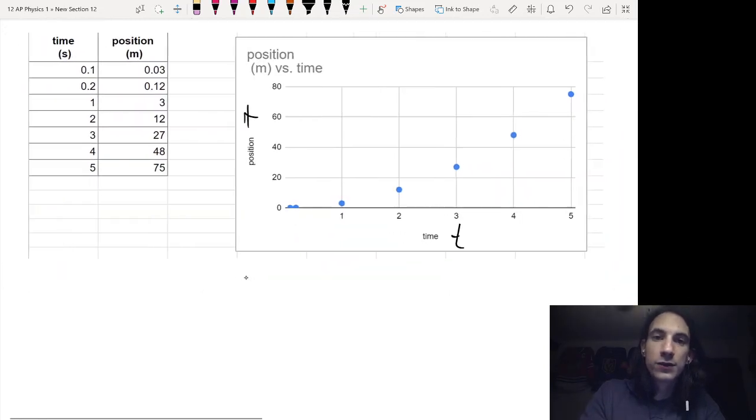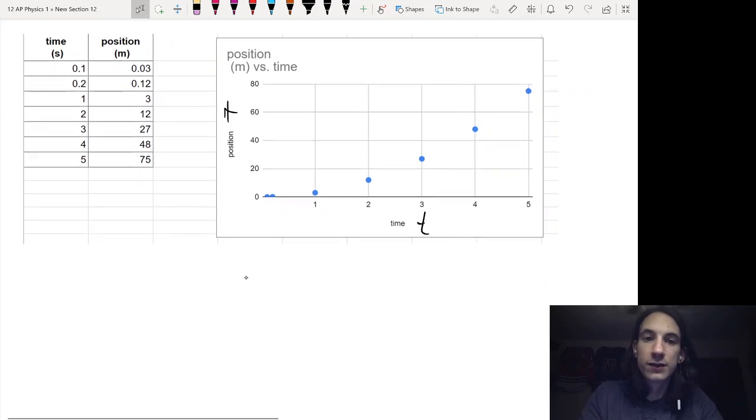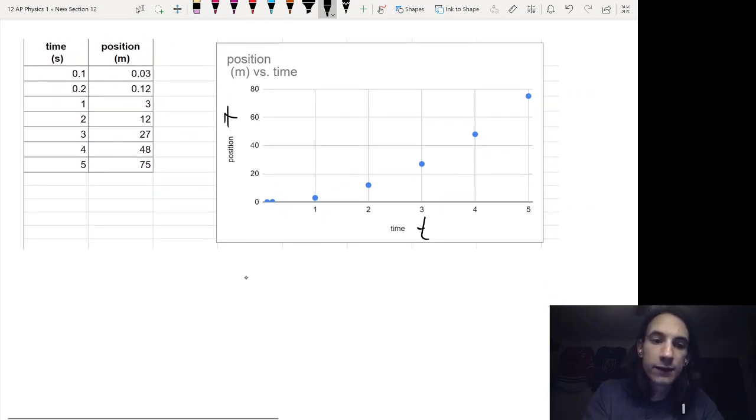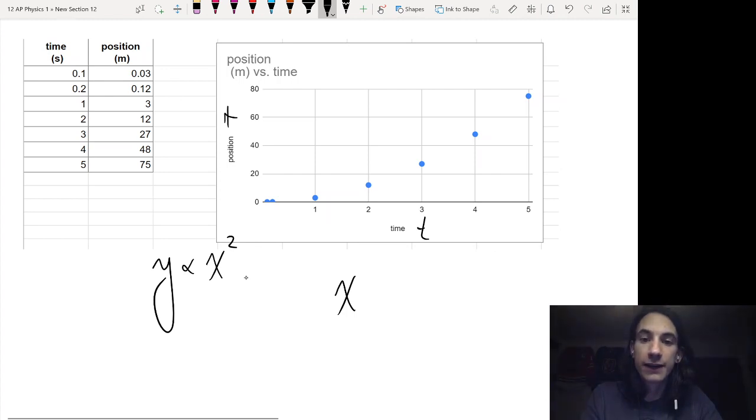So what we would do traditionally if we wanted to express this relationship is we'd say, well, this looks a lot like a y is related to an x squared graph. In this case, though, instead of y, we're going to use x because that's our variable on our vertical axis. And we'd say that is related to some sort of constant, I'm going to call it a, times t squared.